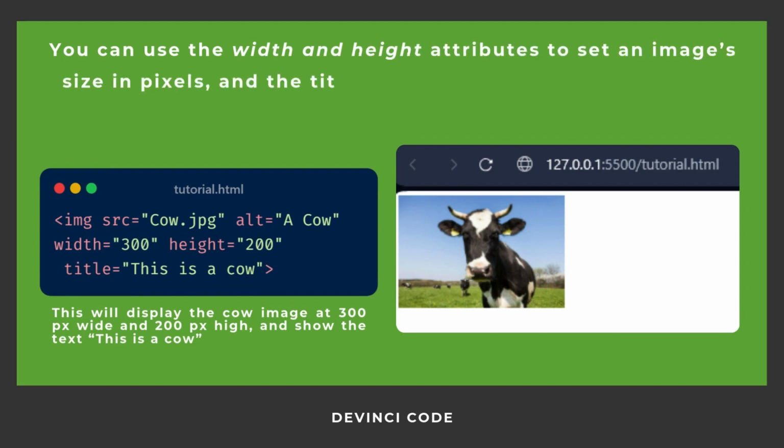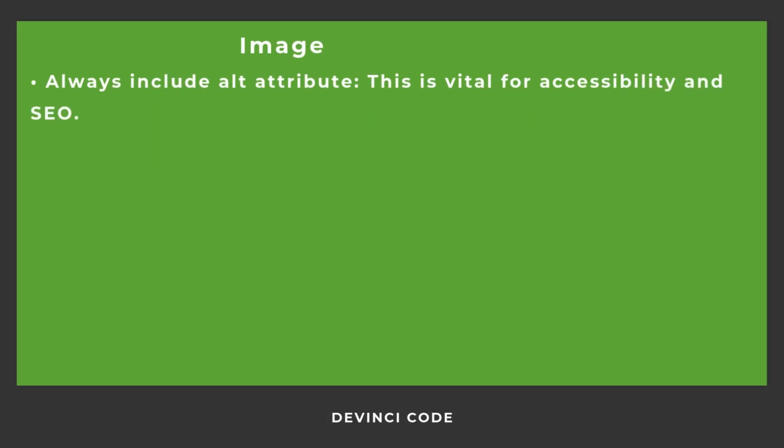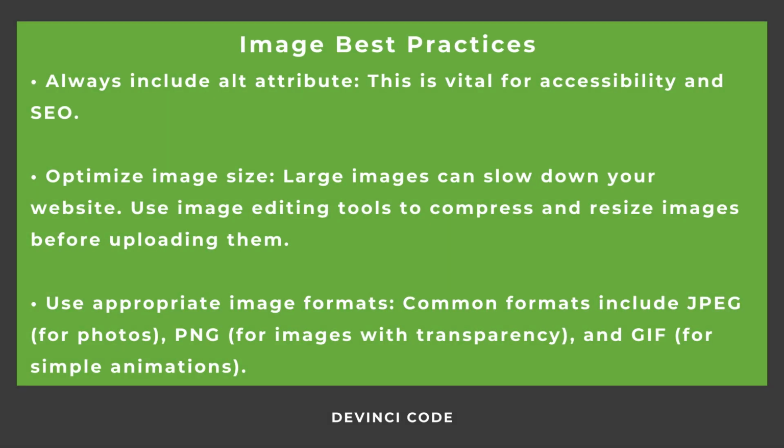Width and height specify the width and height of the image in pixels. It's generally recommended to control image dimensions using CSS for better responsiveness, but these attributes can be used for basic sizing. For best practices, always use the alt attribute for accessibility and SEO, optimize image sizes for faster loading, and choose the right format: JPEG for photos, PNG for transparency, GIF for animations.